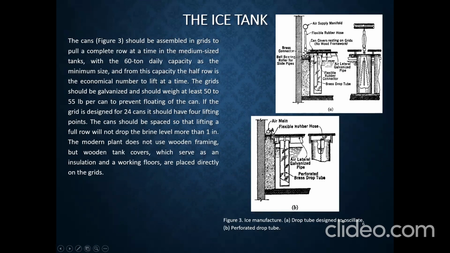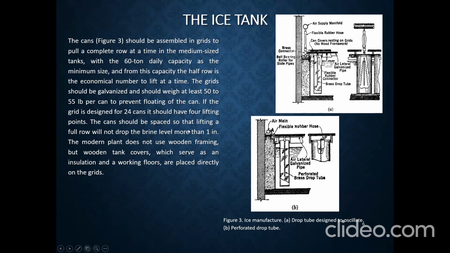Ayan. Should be assembled in grid to pull a complete row at a time in the medium-sized tank with the 60-ton daily capacity as the minimum size. And from this capacity, the half row is the economical number to lift at a time. The grid should be galvanized and should be weighed at least 50 to 55 pounds per can to prevent floating of the can. If the grid is designed for 24 cans, it should have 4 lifting points.